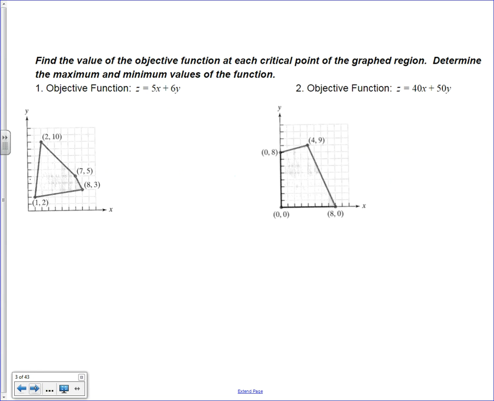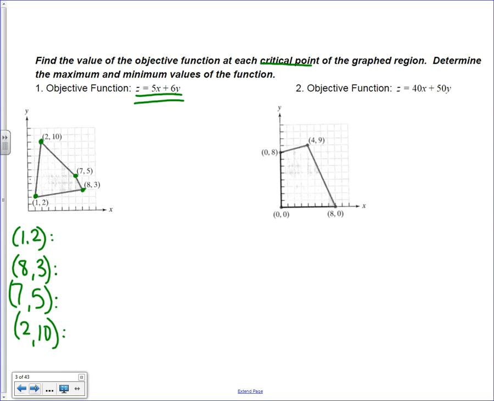So here's my graph in number one. It kind of looks like, well, it is a quadrilateral, okay? The critical points, if you see here, the critical points are the corners, and you can see that these have been clearly labeled for you, okay? These are your critical points. So I have (1, 2), I have (8, 3), I have (7, 5), and I have (2, 10). So these are my critical points. I am going to take these x and y values and I'm going to plug them into my objective function, and it's going to give me a value.